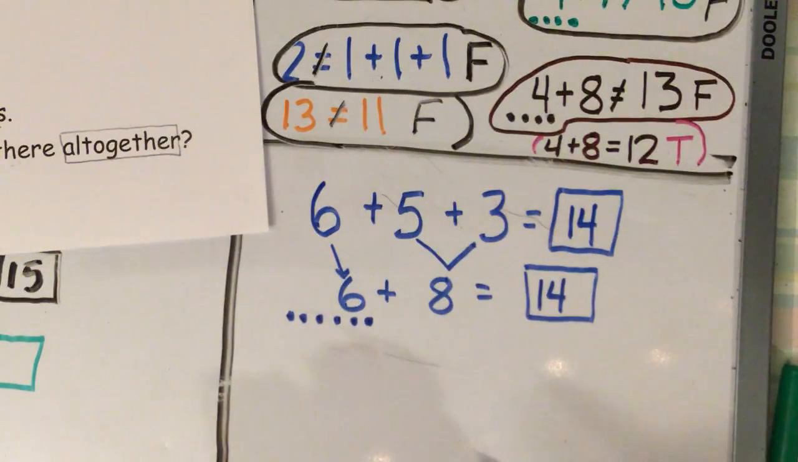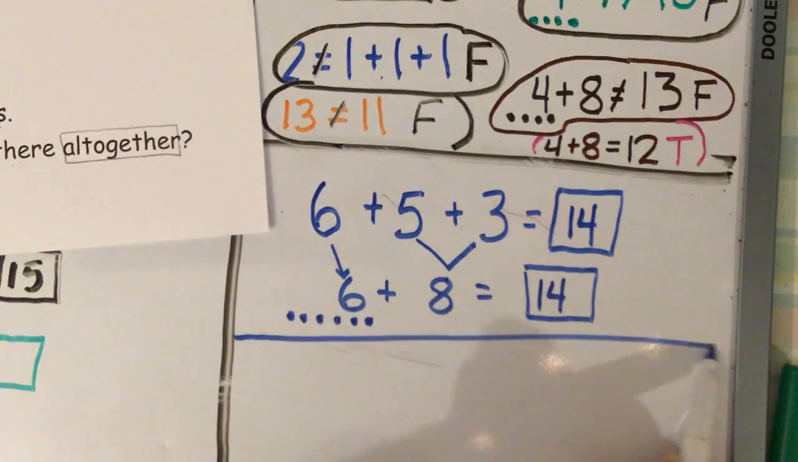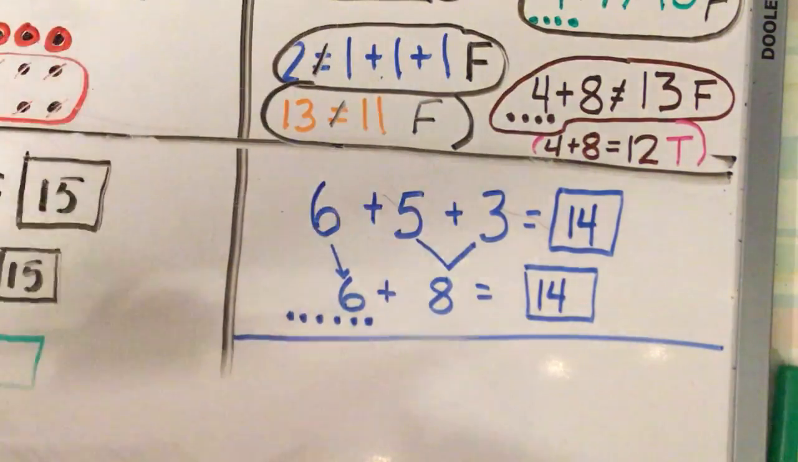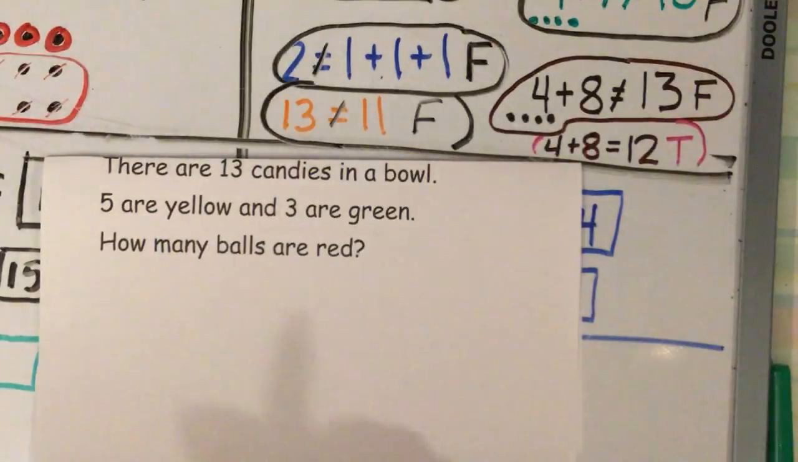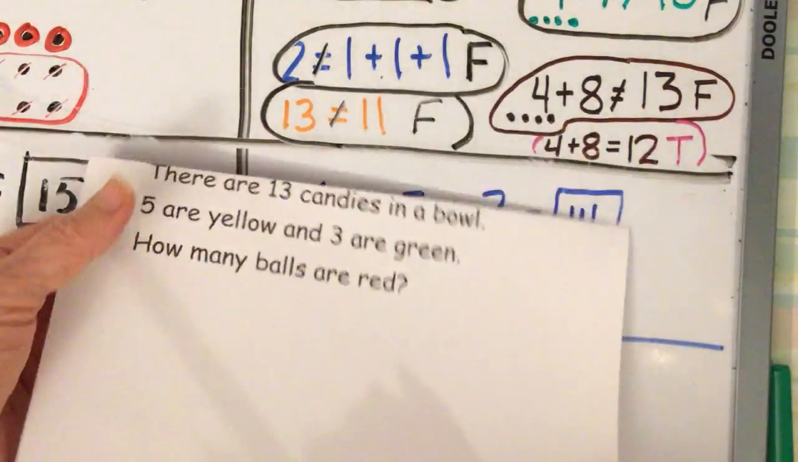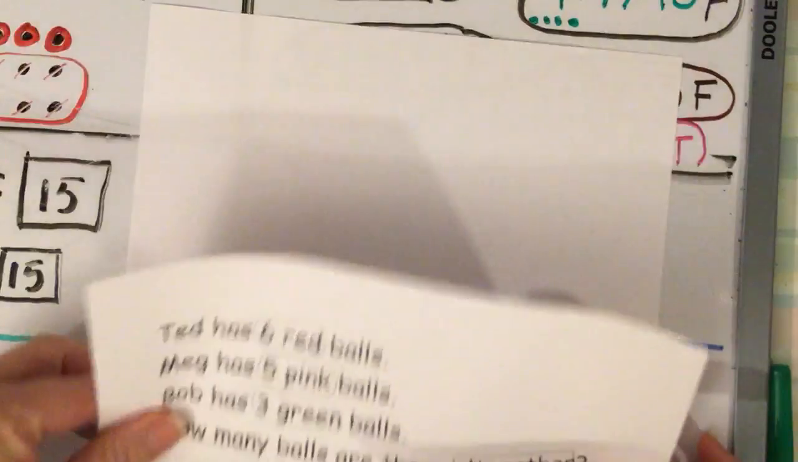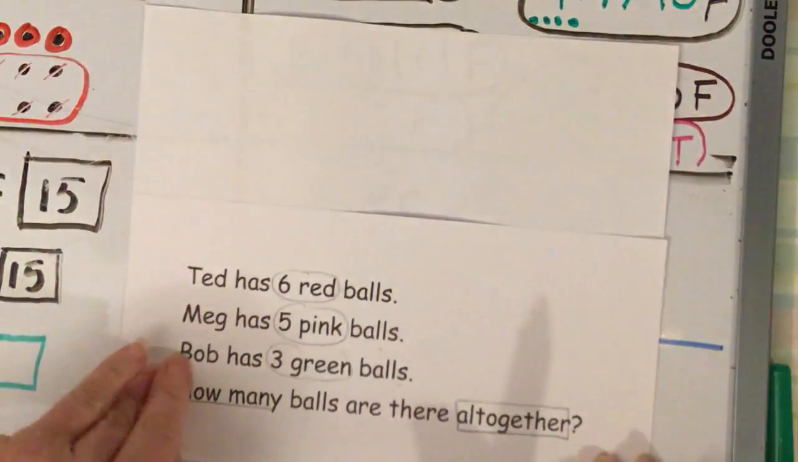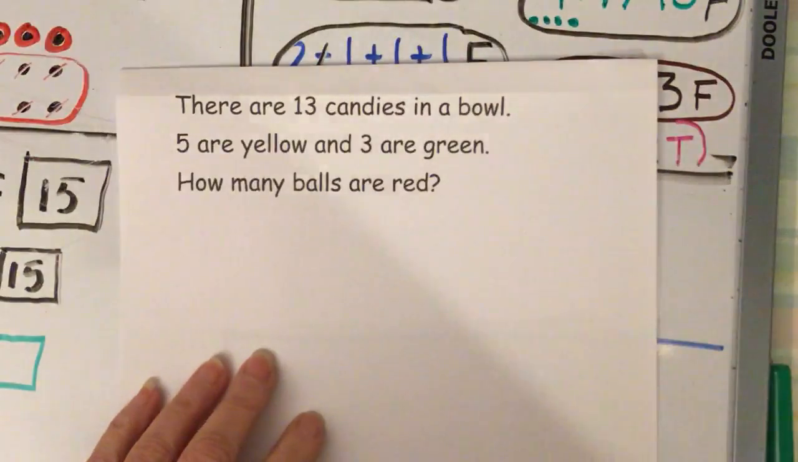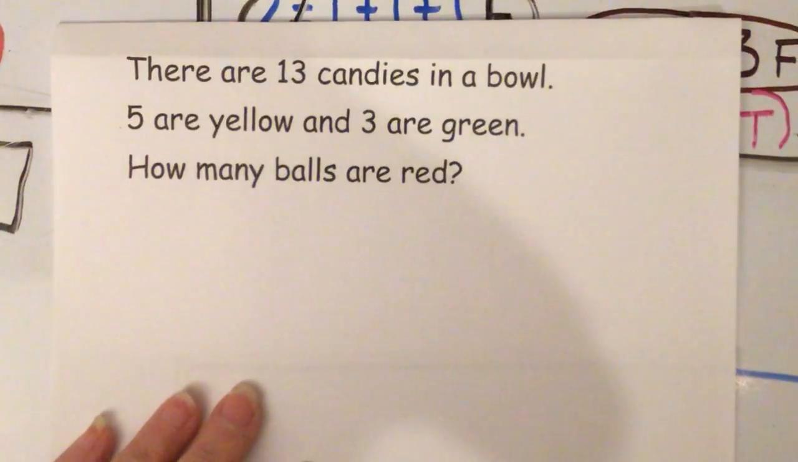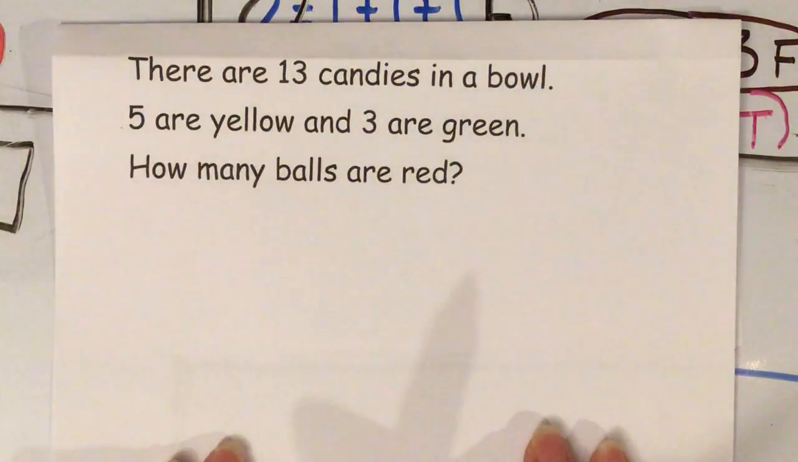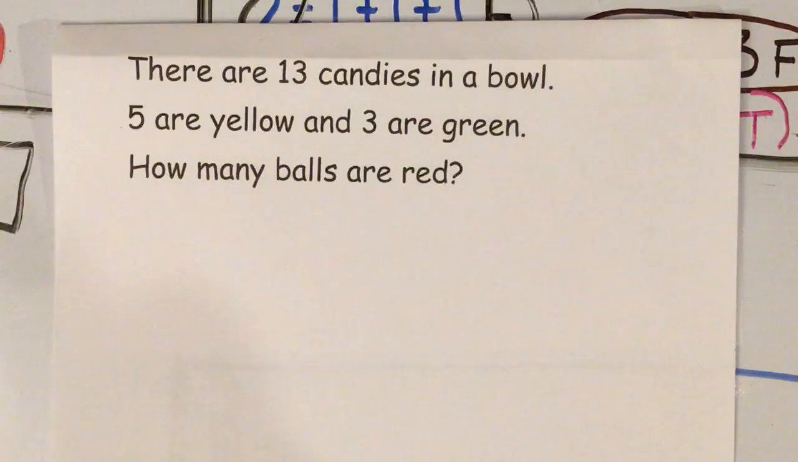One more story problem. We're going to do one last story problem to finish our lesson. Ooh, it's about candy. Let me fix this for you so you can read it a little bit better. There are 13 candies in a bowl. 5 are yellow and 3 are green. How many are red? Wow, that's a little bit of a tricky one.